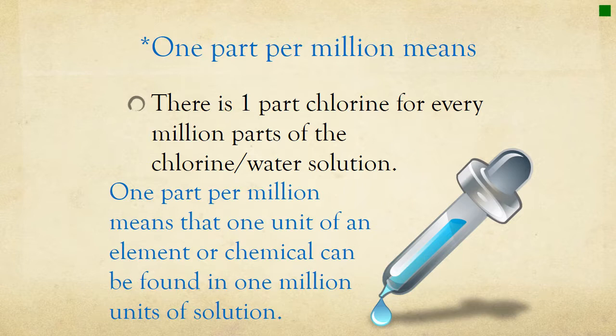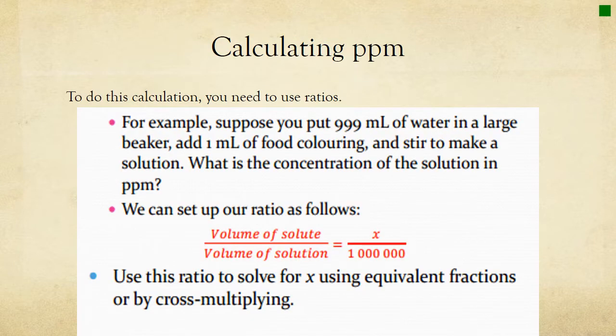Units don't really matter, as long as they match up. If you're talking milliliters to milliliters or liters to liters, it doesn't matter as long as they match up. But that's essentially what a part per million is. And we'll get into showing you how to calculate them shortly.